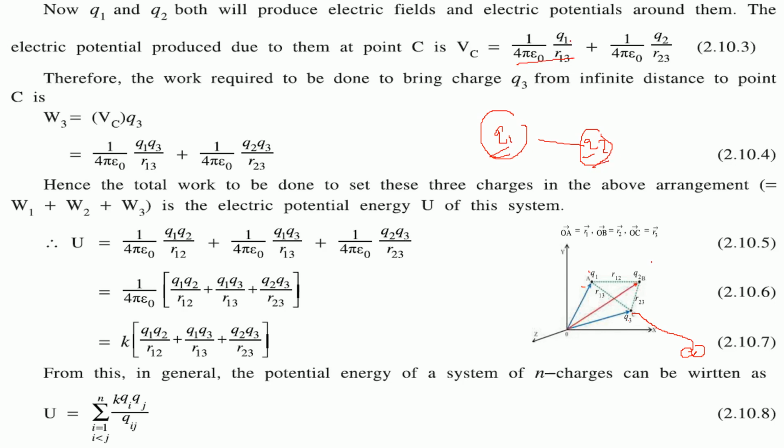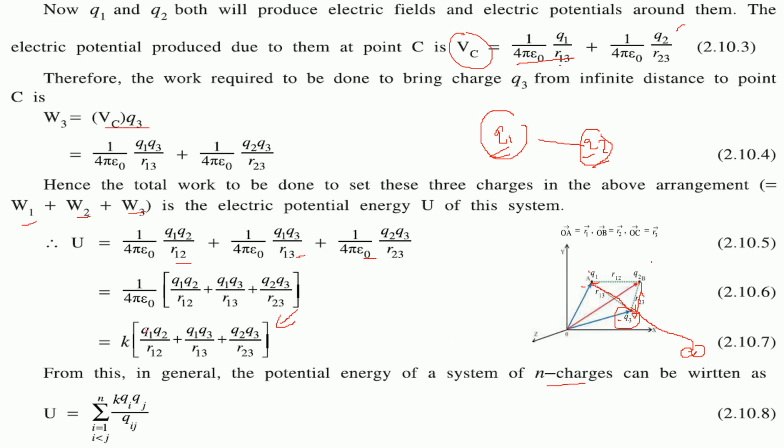So 1 by 4 pi epsilon naught Q1 by R13, this distance, and 1 by 4 pi epsilon naught Q2 by R23, that is this distance, we add these. Then what will be the work done? Because we are bringing this Q3 charge, Q3 into Vc will be W3. So when we add these three, the total work done to set these three charges in this kind of arrangement will be W1 plus W2 plus W3. So we add all these three, and 1 by 4 pi epsilon naught we can take outside, and this is the final expression.